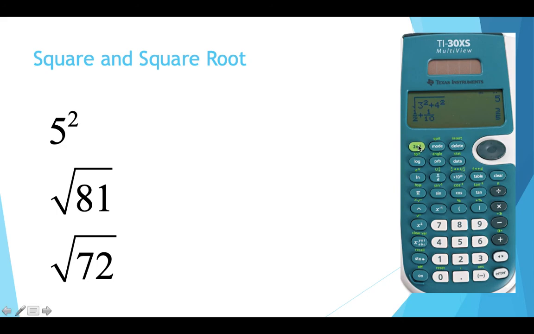Same concept. I'll hit second and that x squared, and then I'll enter in 72. And when I hit enter, it gives me 6 times the square root of 2, which is fine and all, but sometimes that's not the answer you want. It's giving you a simplistic form.